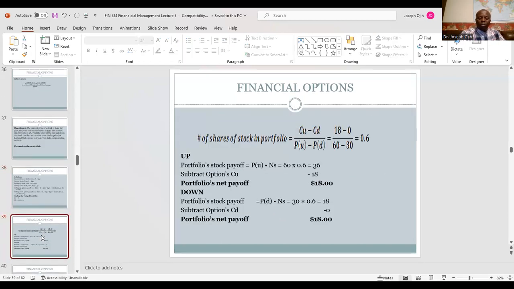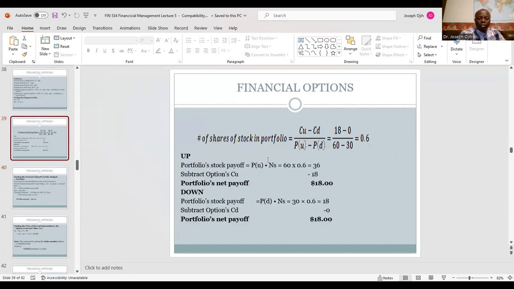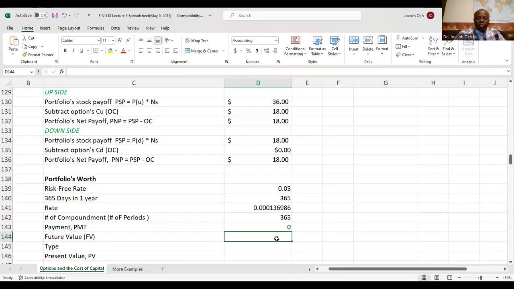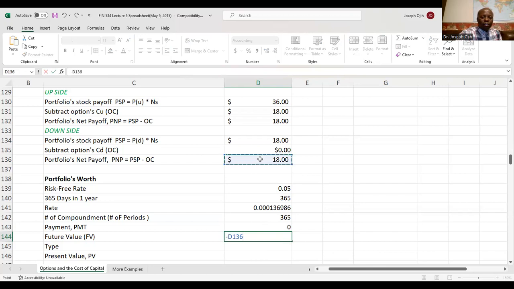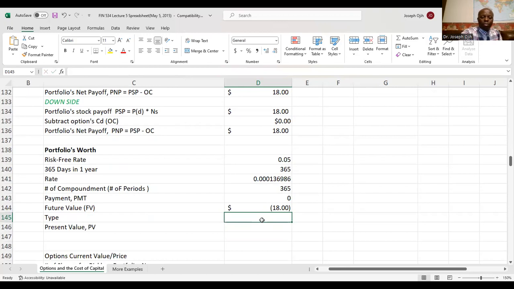Okay, same thing I got on the presentation, so you can see this payoff is $18. That's $18 net portfolio payoff. Now, like I explained to you, that payoff is positive for you because you are receiving the money, but for the bank or company that is making that payment, it represents money leaving their pockets to you, so for them it's going to be negative $18. Okay. You receive it at the end of the period, so type will be 0.